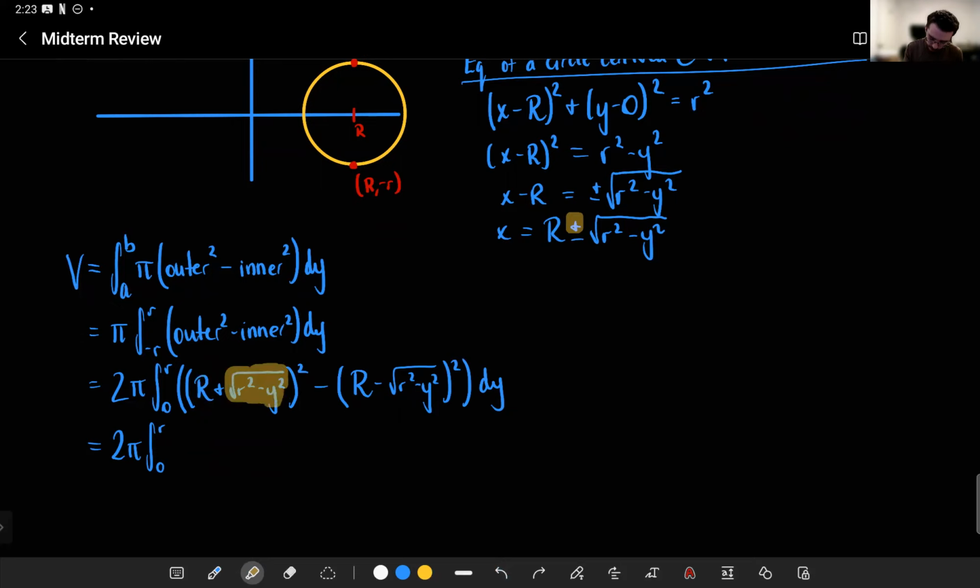Similarly, when I do this term times itself, the square root goes away and I just get little r squared minus y squared. Same story here. I'd get a little r squared minus y squared, and again, I'd subtract them. So those terms go away. The only terms I have to care about are these two things. And certainly when I FOIL it out, I get 2 of them for each.